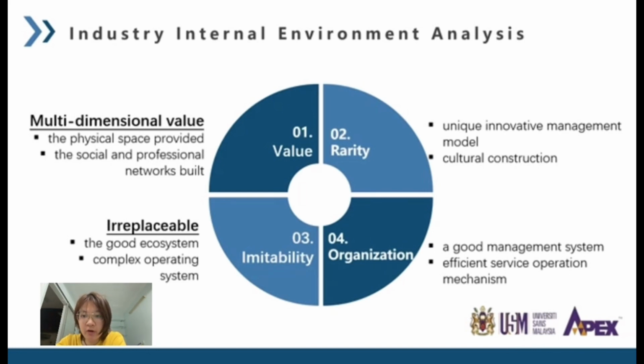For the imitability, the pros is that the irreplaceability of shared office space comes from both a good ecosystem and a complex operating system. It's comprehensive for service and diverse space options. Finally, a good organization will be represented in a good management system and efficient service operation rules. The space management can use modern technology and realize real-time management and effective resource allocation through the network, which can help it develop well in the future.